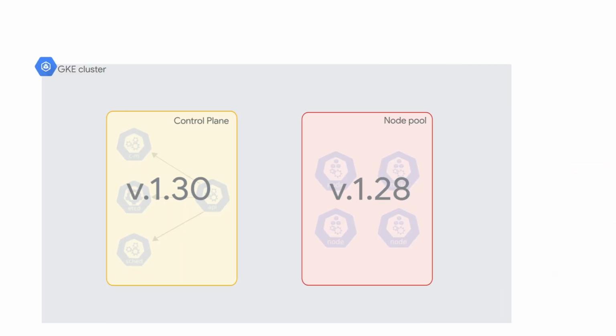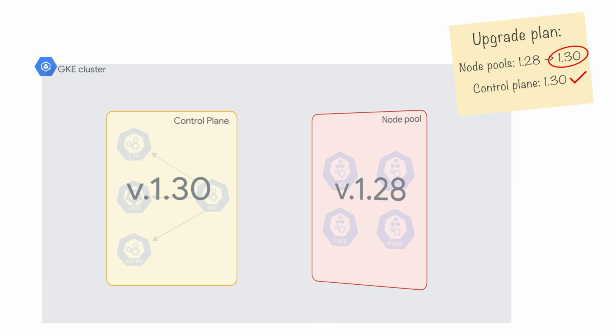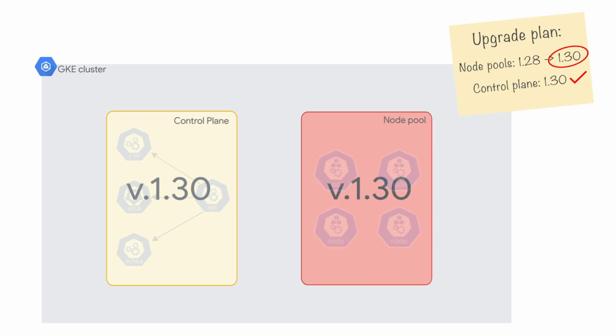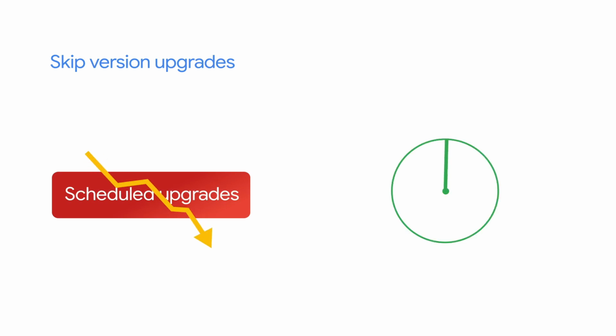Now you decide to upgrade the node pools to 1.30 while leaving the control plane at the current version. To do this, you can perform a skip version upgrade and upgrade the node pools directly to 1.30. In this video, we've seen how performing skip version upgrades can reduce the overall number of upgrades you need to do, saving you the time it takes to plan, test, and schedule an upgrade.